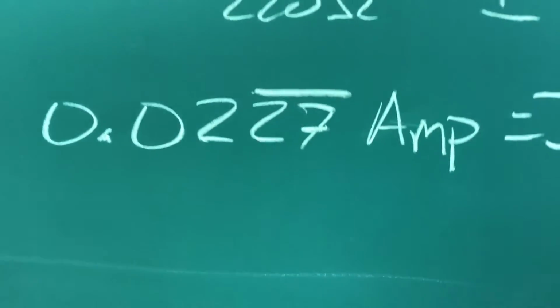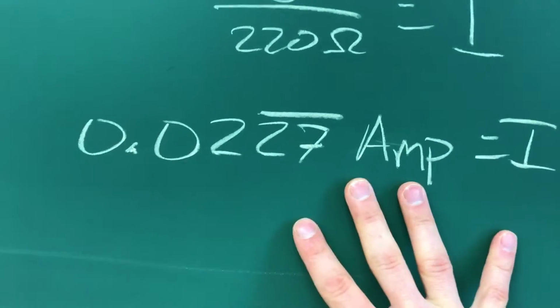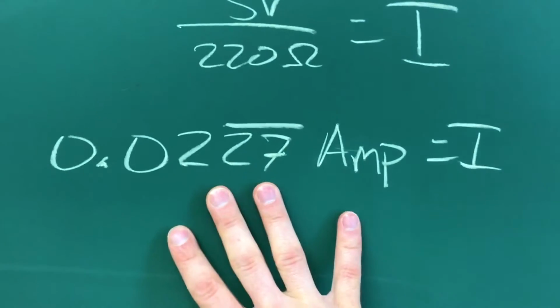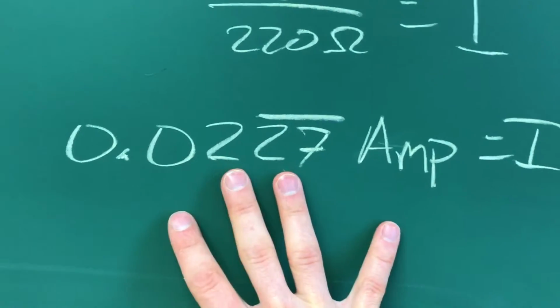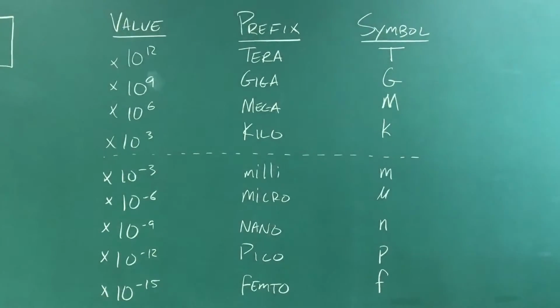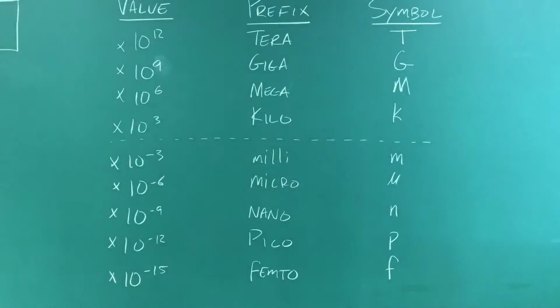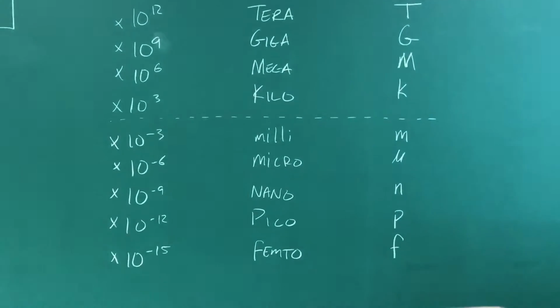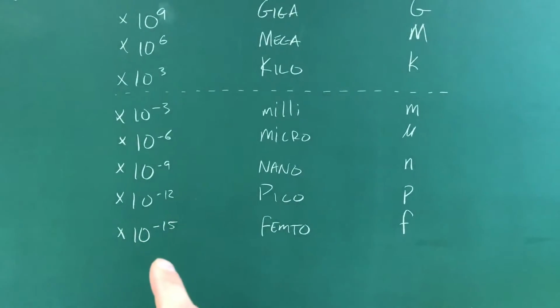All right, so what if I don't want to look at this number? I want to look at a decimal number. So we could use scientific notation, right? Yes, but we're going to use engineering notation. So we have this chart, and we have the values of 10 to the 12th, 10 to the 9th, 10 to the 6th, 10 to the 3rd, 10 to the negative 3rd, negative 6th, negative 9th, negative 12th, and negative 15th.